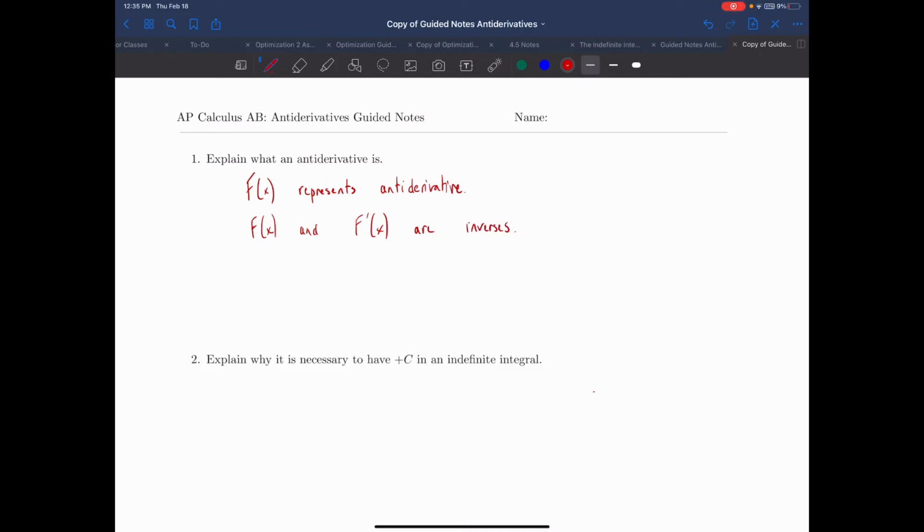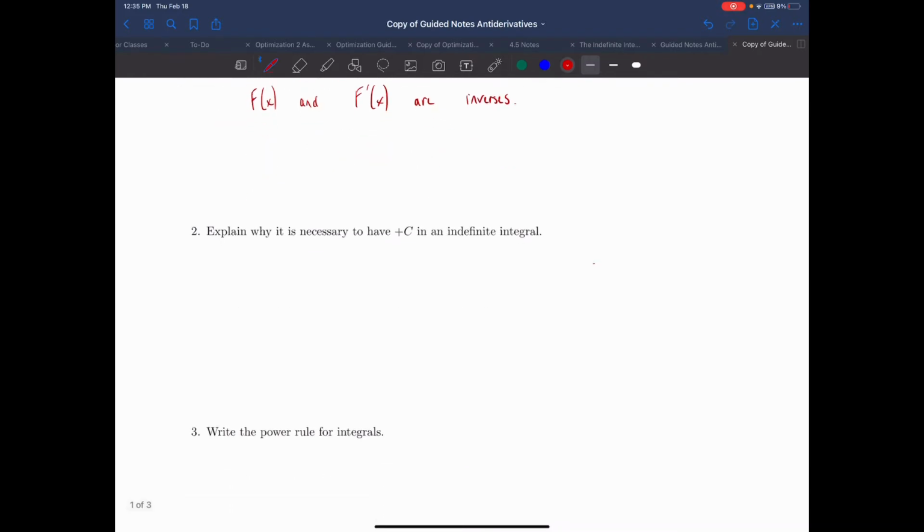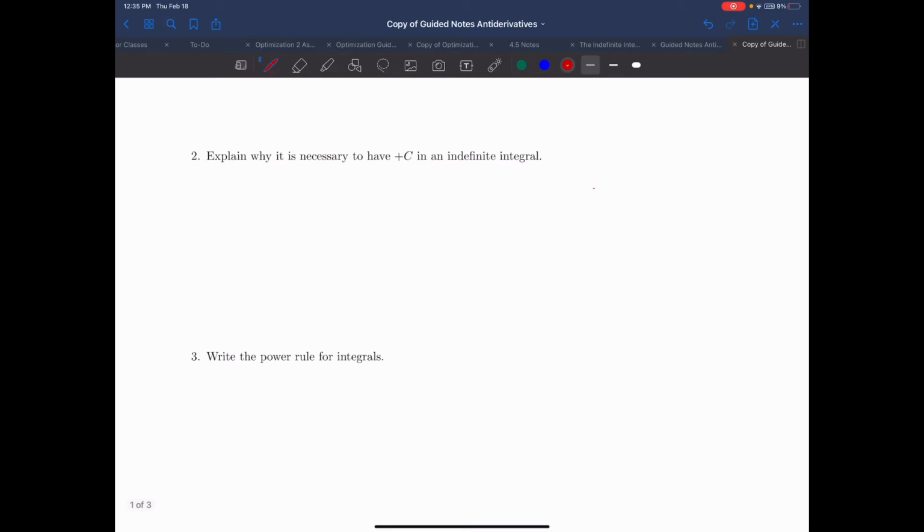In the same way that multiplication and division are inverses, derivatives and integrals are inverse operations. This will make more sense as we go through examples. But number 2 says explain why it is necessary to have plus c in an indefinite integral. What I'm going to do is just give you an example of this.